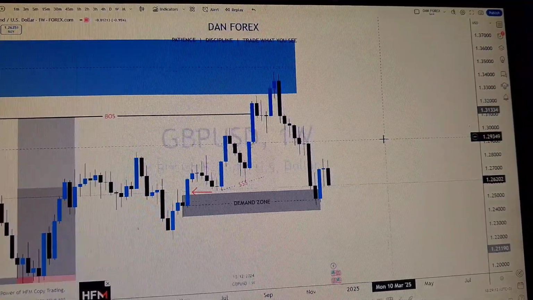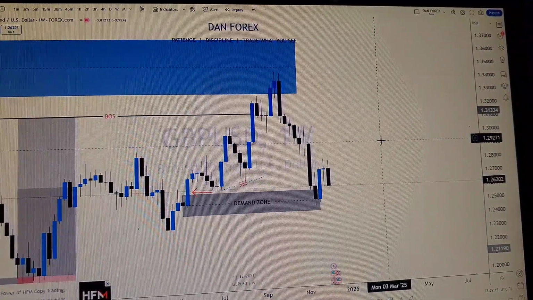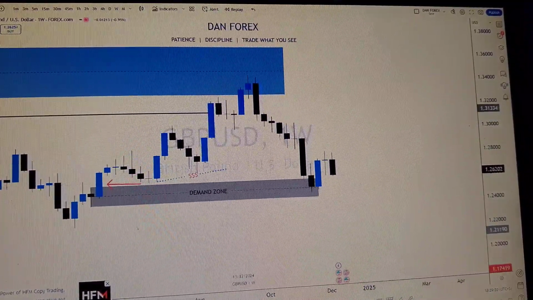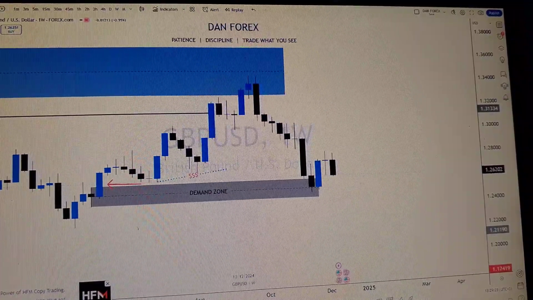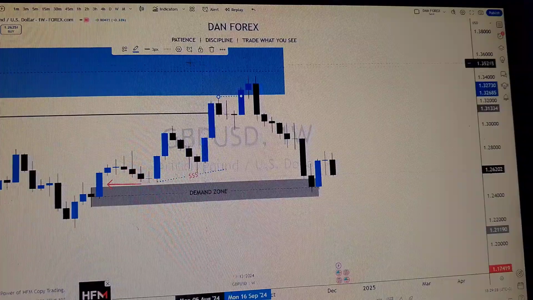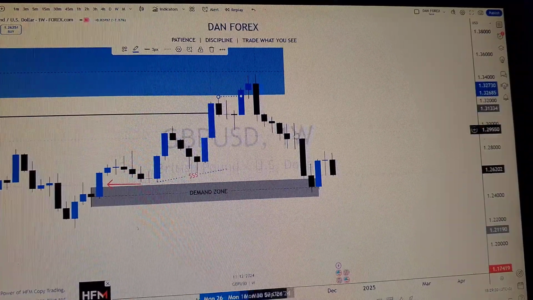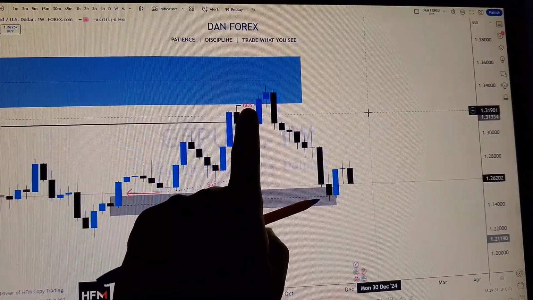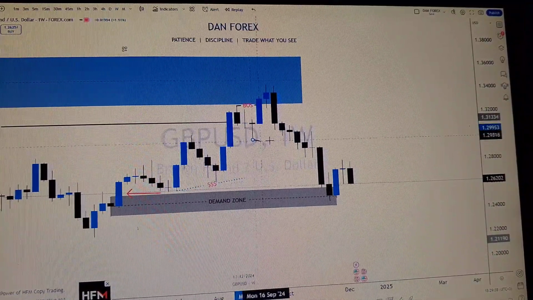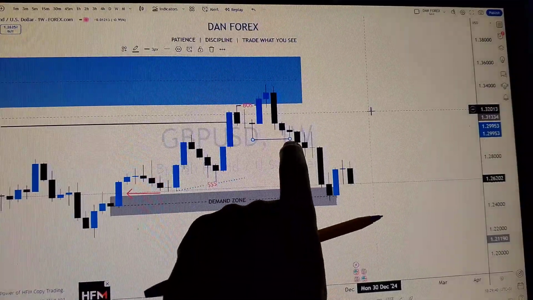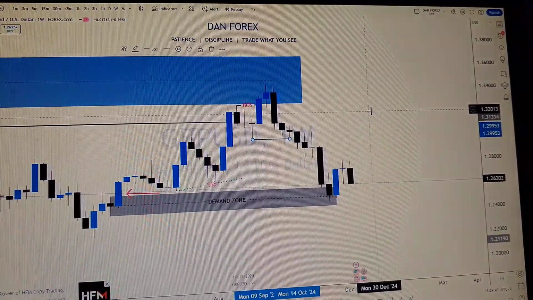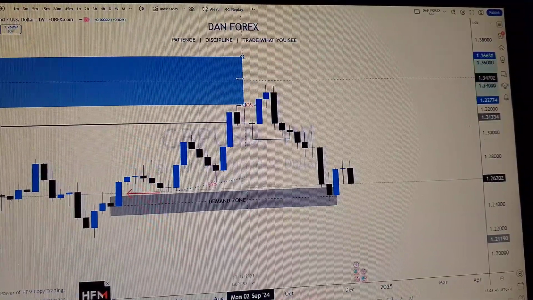So let's narrow down to daily. But before we go daily, right, we have another breakout structure over here. Market broke this structure here before tapping to our supply zone. So we have a breakout structure here, and we have a change of character over here. So after having this change of character, that implies that the market has really shifted to bearish.